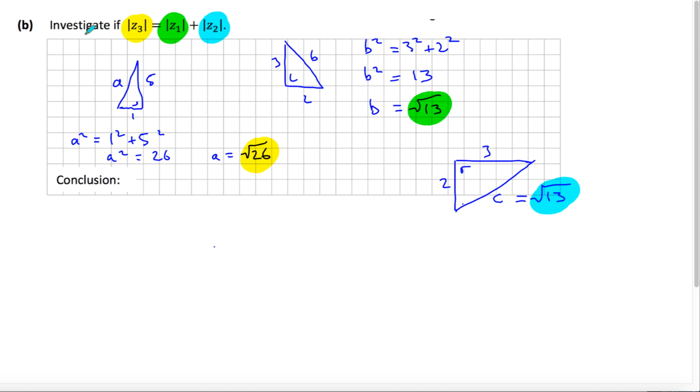So the question it asks us is, is the yellow equal to the green plus the blue? So what's that saying? That's saying, is root 26 equal to root 13 plus root 13?